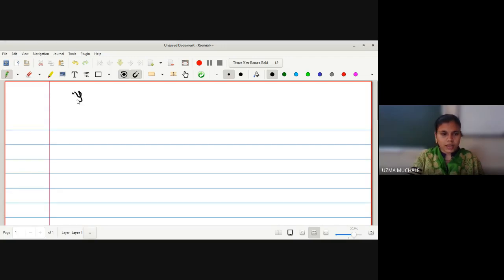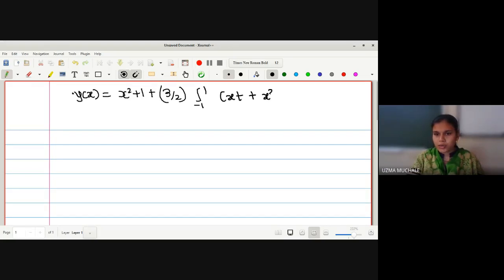Now let us write down: y of x is equal to x square plus 1 plus 3 by 2 integration from minus 1 to 1 of xt plus x square t square, y of t dt.